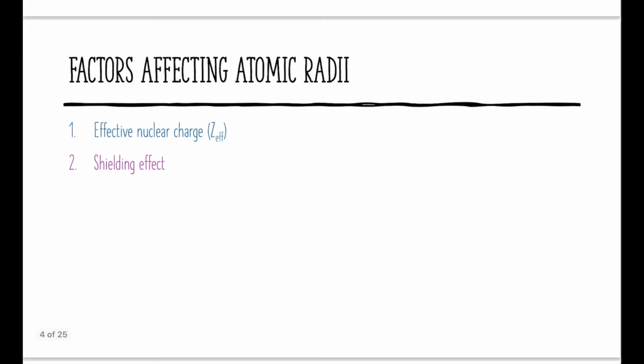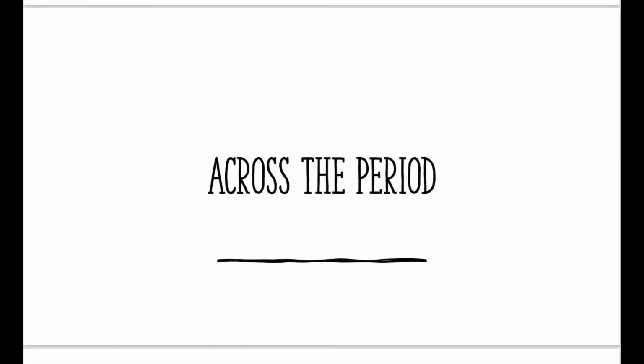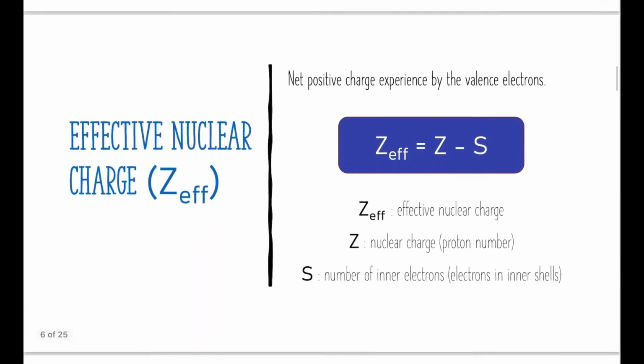There are two factors affecting atomic radii. The first one is effective nuclear charge, or ZEF, and the second one is shielding effect. Across the period, effective nuclear charge, or ZEF, is the factor that will affect the atomic radii of elements across the period. Effective nuclear charge is the net positive charge experienced by the valence electrons.